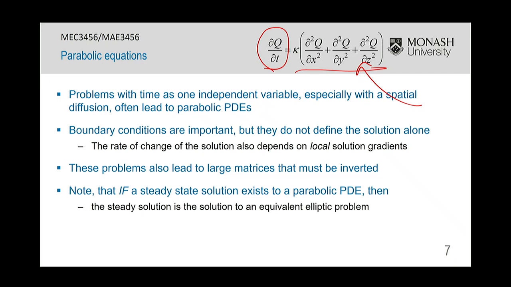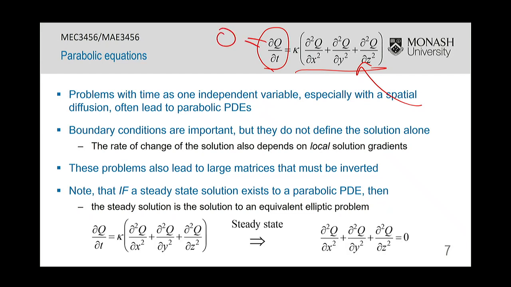Note that if a steady-state solution exists to a parabolic PDE, then the steady-state solution is the solution to an equivalent elliptic problem. So steady-state just means dq/dt is equal to 0, and this then here is an elliptic problem.